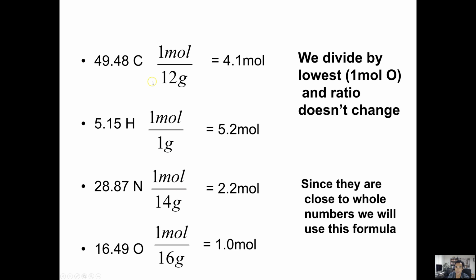So in this specific case, you're going to find that these numbers are close enough that you don't actually have to multiply by another whole number. So you're going to keep those numbers, and you should end up with C4H5N2O1. So again, looking at percentages gives you a better idea of what the ratios for those numbers are.